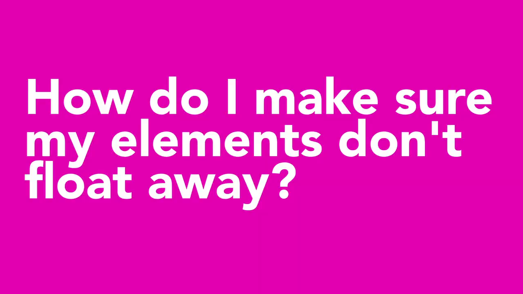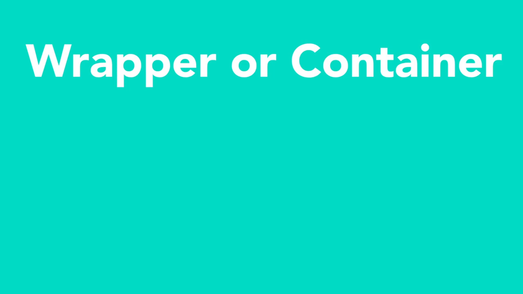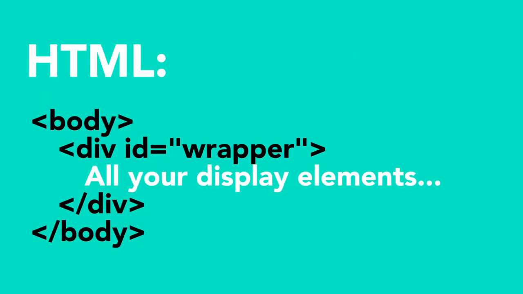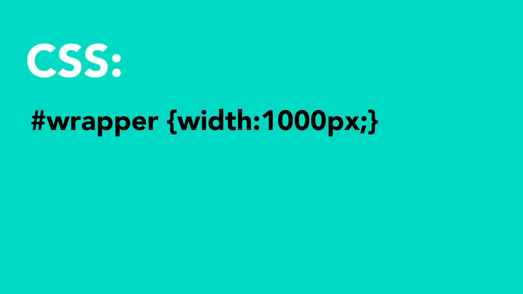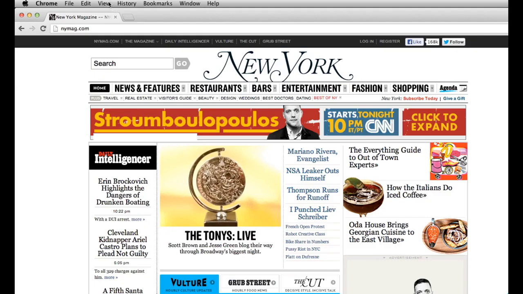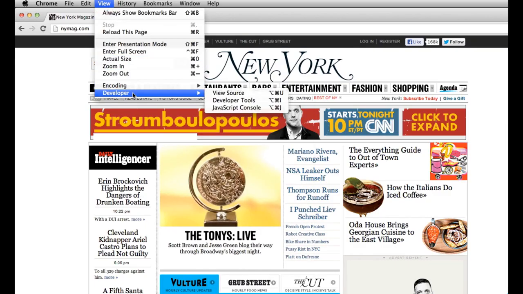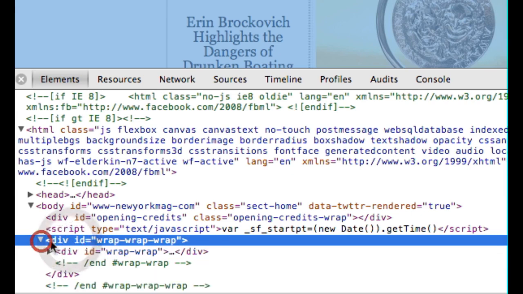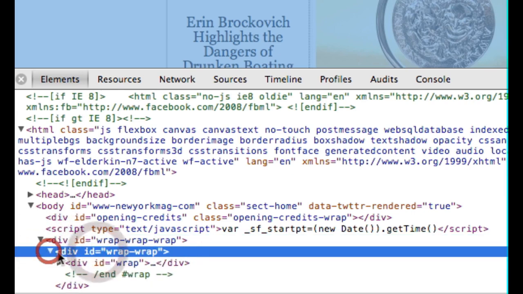The tactic most web designers use to make sure elements don't float off beyond where they want is creating what's often called a wrapper or a container. Wrappers set the outer limits of your site. Say everything is within a wrapper that's 1,000 pixels wide. If you take Kenji's advice and use the developer tool to see how sites are built, you'll see a lot of wrappers.